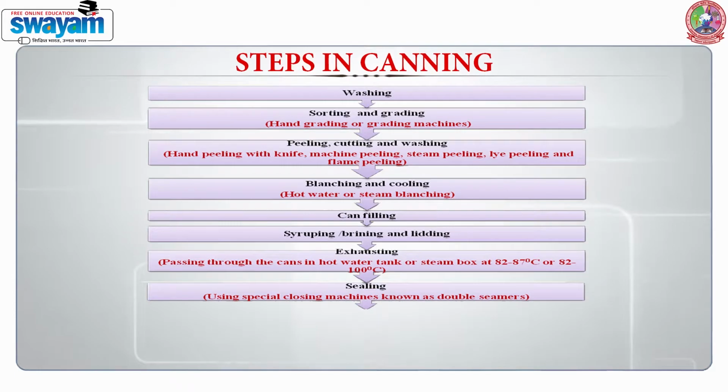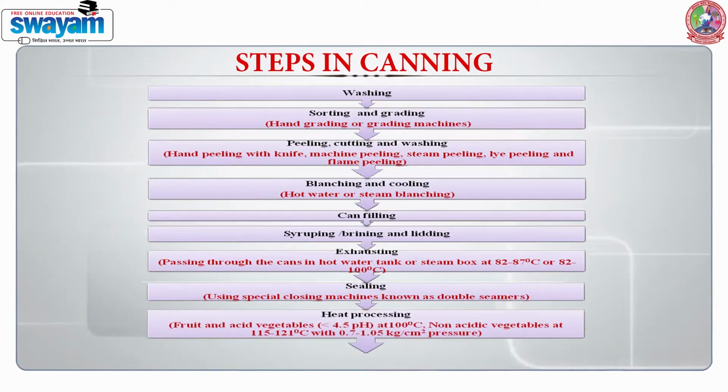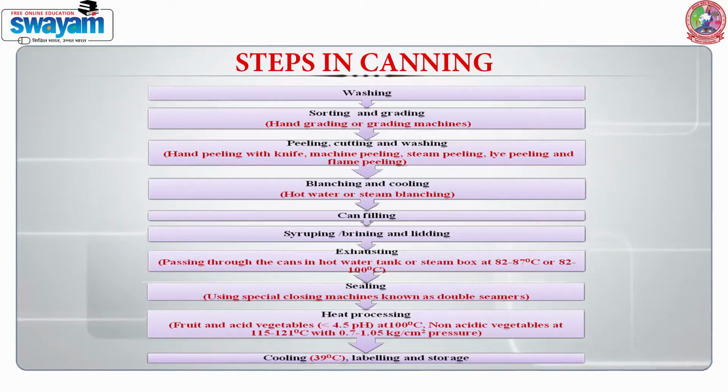After sealing, the cans are heated. The fruits and vegetables are heated at a temperature of 100 degrees Celsius, whereas non-acidic vegetables are heated at 115 to 120 degrees Celsius at a pressure of 1.05 kg per square centimeter. After the heating, the cans are cooled to a temperature of 39 degrees Celsius, and the cans are labeled and then can be stored.